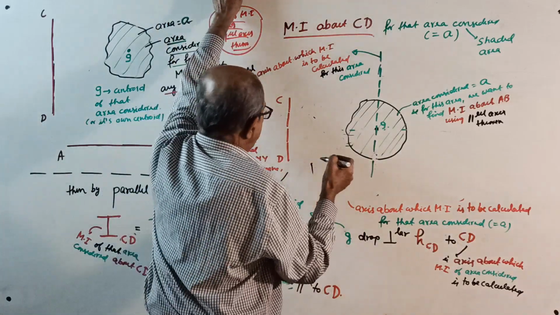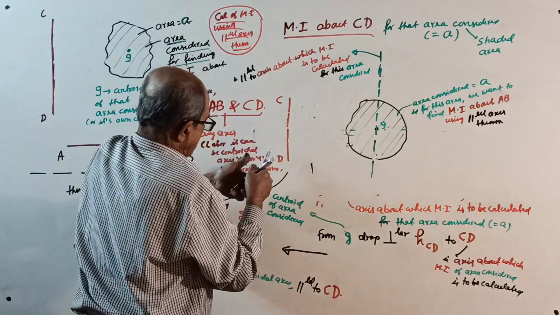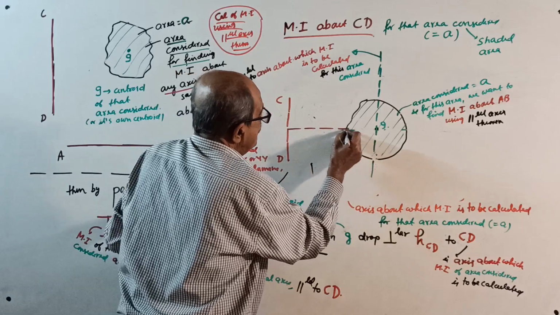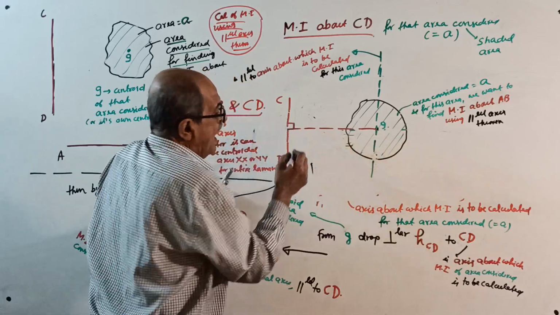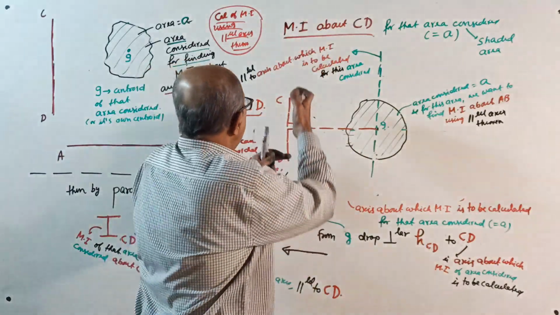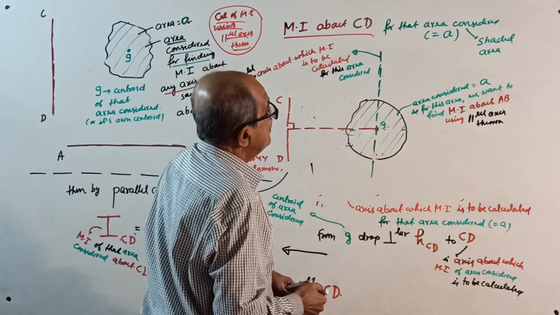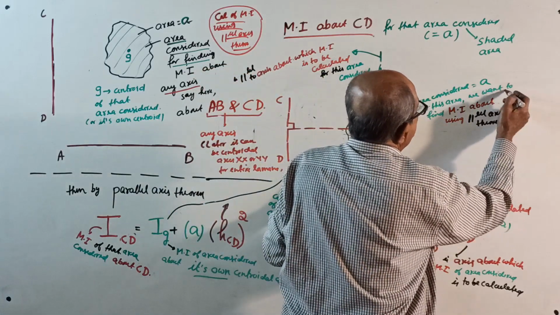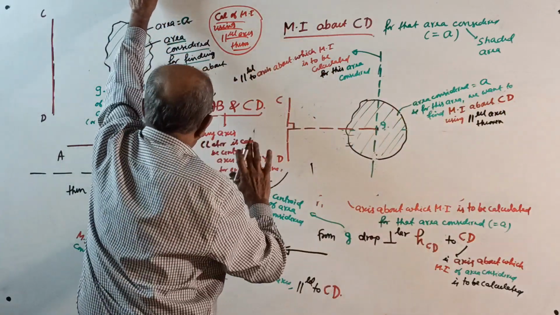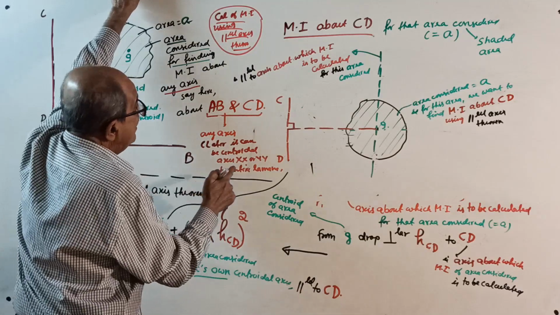CD axis. This is CD. From here, this must be clear now. I told you, when the axis is horizontal, the distance is vertical. When the axis is vertical, the distance is horizontal. Okay, now everything is changed here. You write once again, don't do it this way, never do it this way, about CD. Okay, CD.